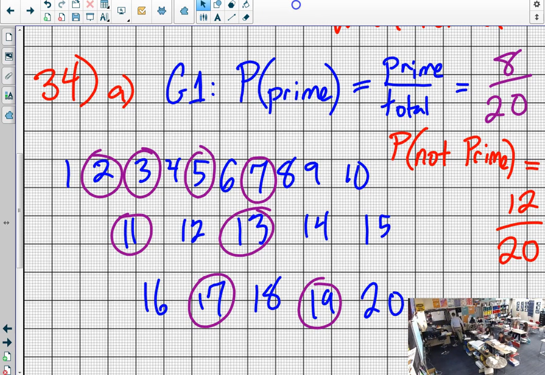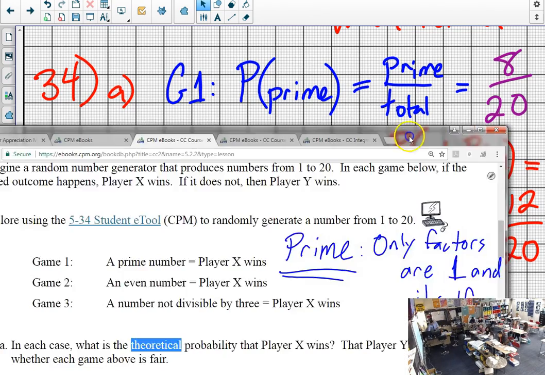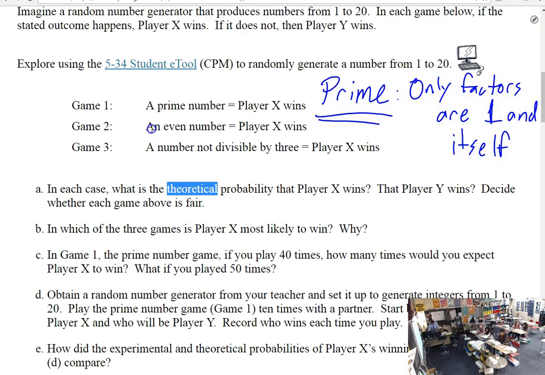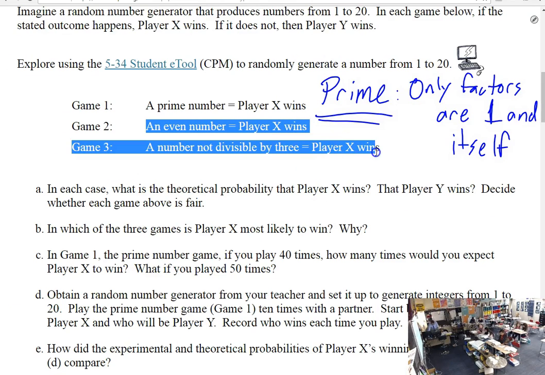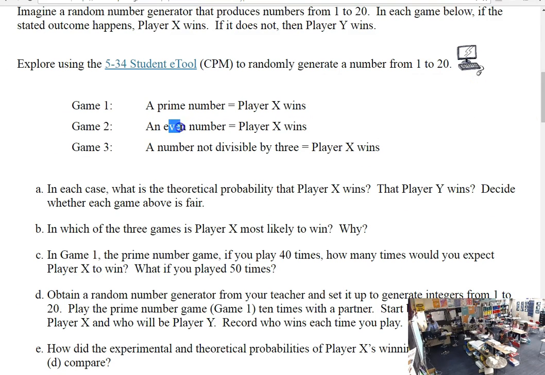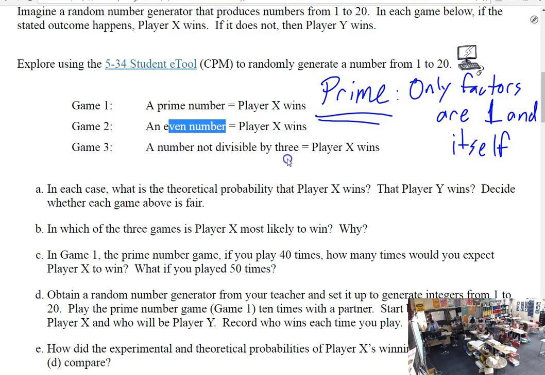I'll bring it down on this screen so you can see it more easily. You should have a book out. So we got even number and not divisible by 3.